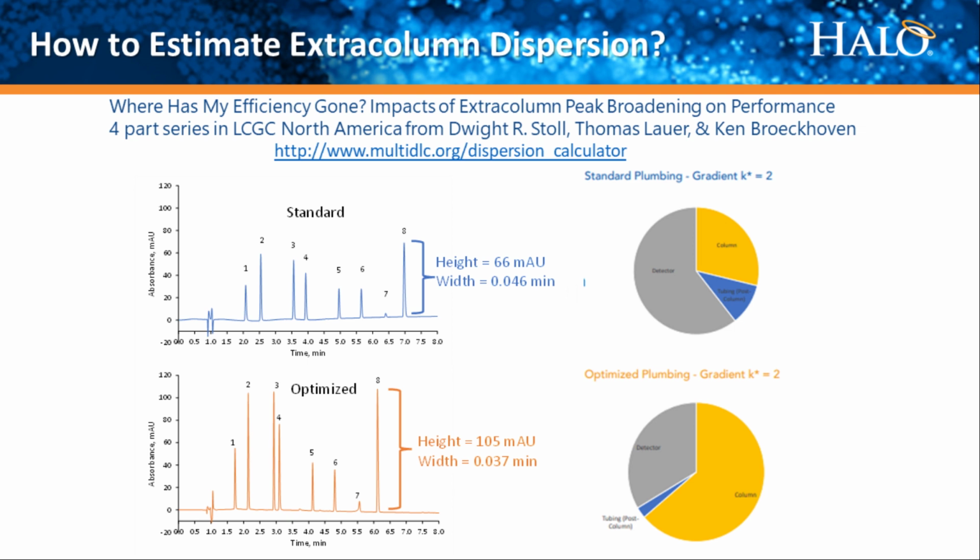So by optimizing the system, we're able to increase that yellow portion of the pie chart, and our height goes up to 150 milliAU, and the peak width reduces to 0.037. And you can see that the gray dispersion from the detector and from post-column tubing both have been reduced.